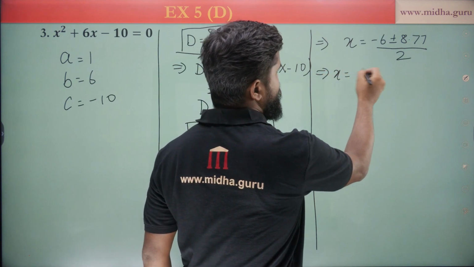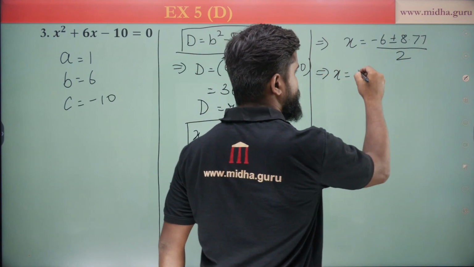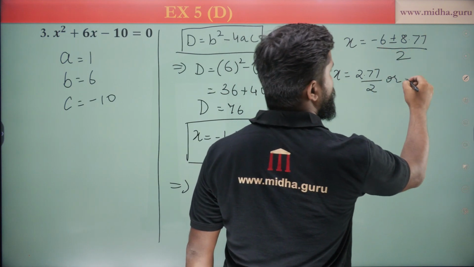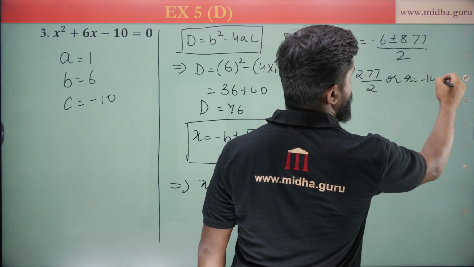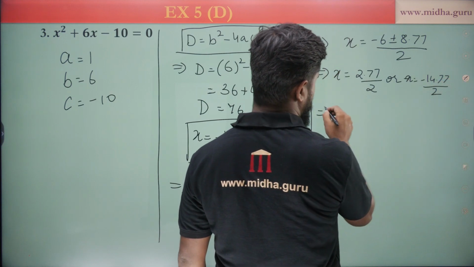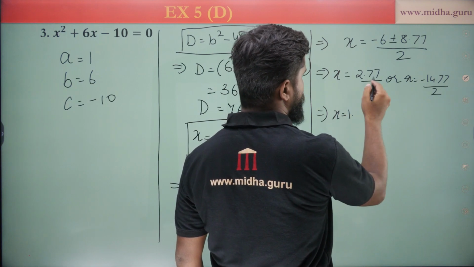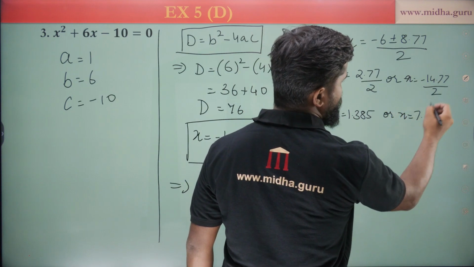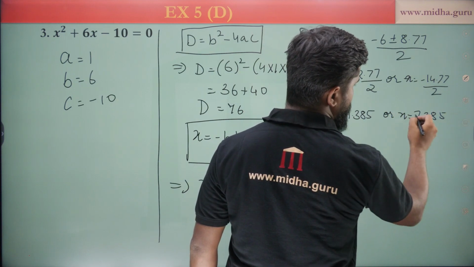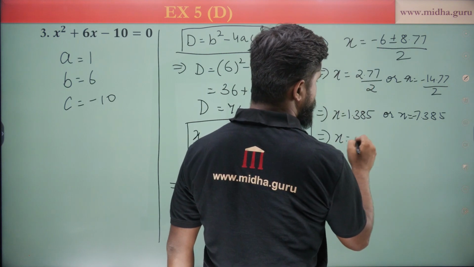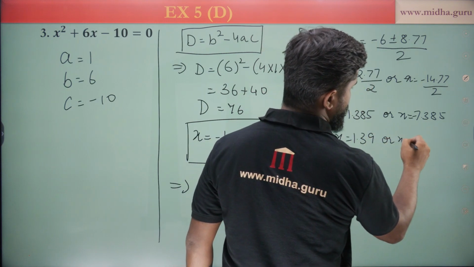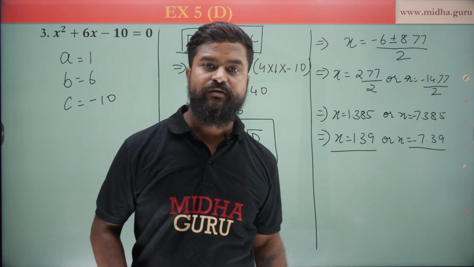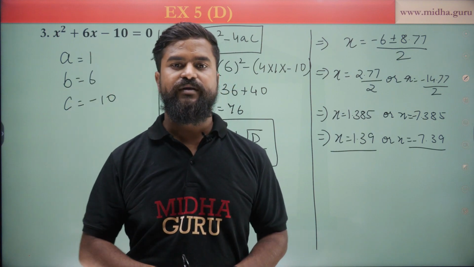Anyway, so now we have x is minus 6 plus 8.77, which will be 2.77 divided by 2, or x is minus 6 minus 8.77, which will be equal to minus 14.77 by 2. So now x is either equal to 1.5 or x is equal to minus 7.385. So rounding off to 2 digits, we will get 1.39, or x is equal to minus 7.39. Now these will be the values for x, that is the solutions for this given equation.